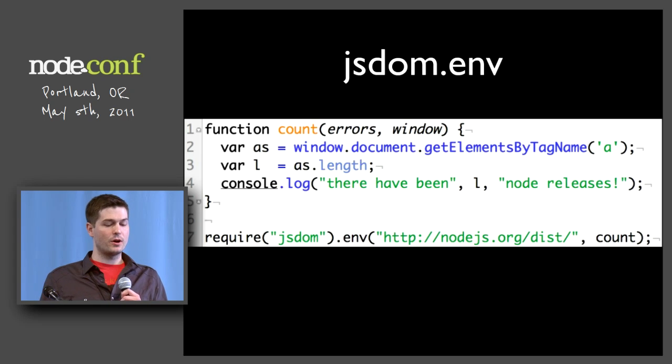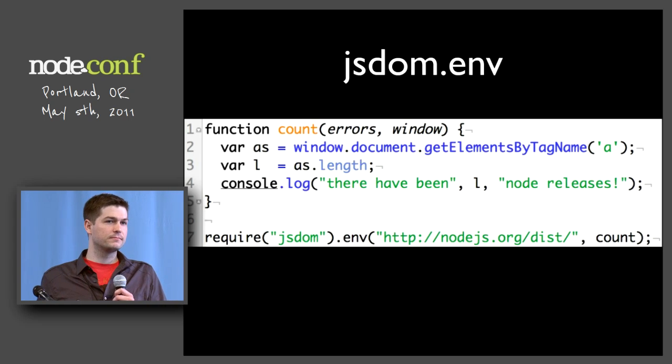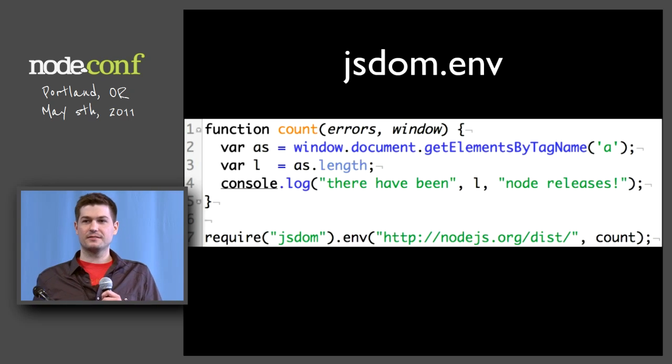So we can run window.document.getElementsByTagName A, which is what this page contains, and then get the length and see how many node releases we've had. It's kind of interesting and very easy.